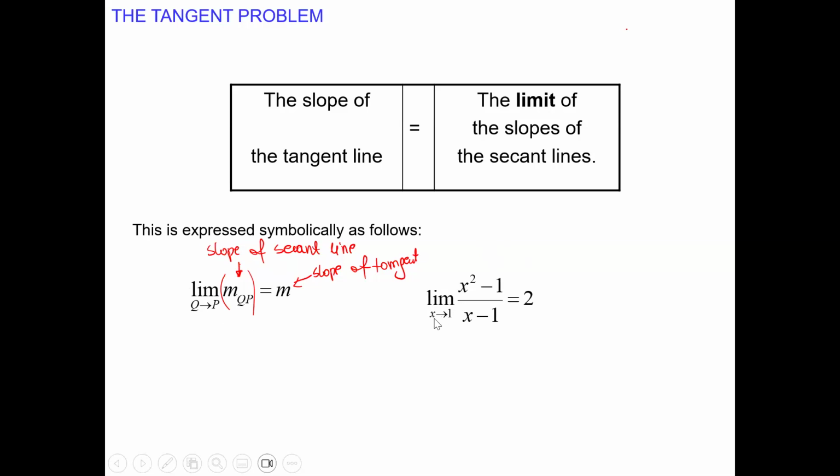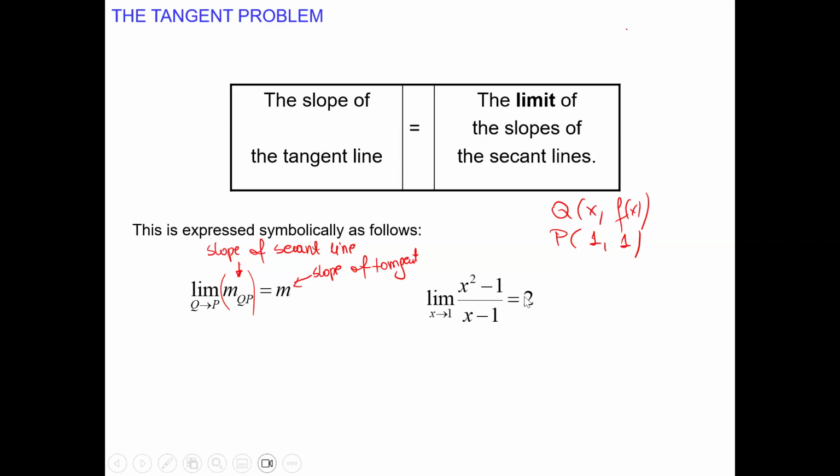Limit as x, because x was the coordinate of the point Q, x, f of x. I was choosing like 1.9, 1.5, 1.1, 1.01. That means x was approaching 1. x approaches 1 because 1 was the point of interest, of tangency. We wanted the tangent at 1, 1. That we can see, but everything x independent.